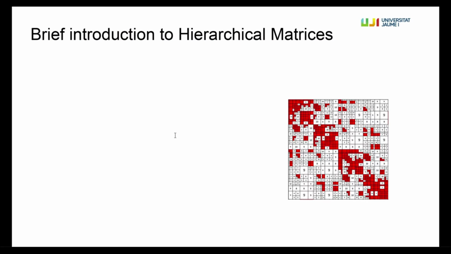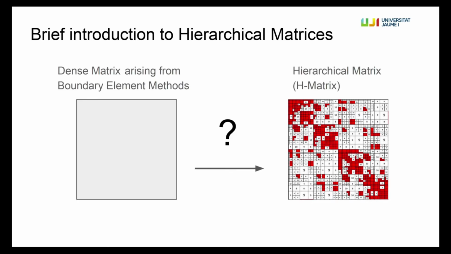In this slide you can see on the right a typical H matrix. In red, the dense blocks, and in white you can see low rank blocks and the corresponding rank written inside. It's observable that there are different block sizes and there's a nested structure in there. So how do we move from an original matrix, for example a dense matrix arising from boundary element methods, to an H matrix like this one?